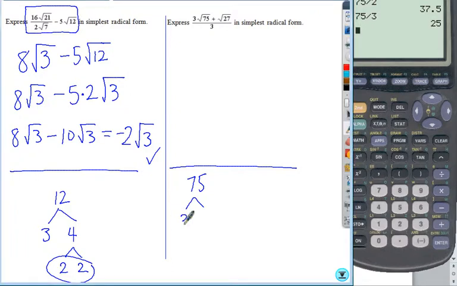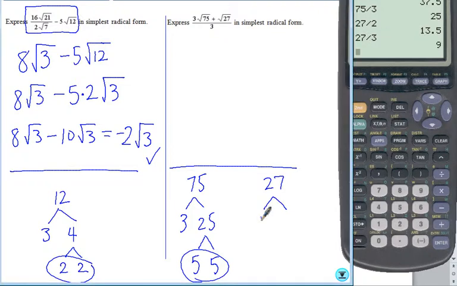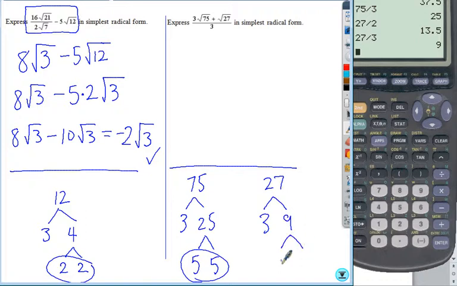So this gets broken up into 3 times 25, and 25 is a special number because it's a perfect square, because 5 times 5 is 25. So now I see a pair, so I'm going to pull one of those out of the radical. I'm going to take the number 27. 27 is not divisible by 2, but it is, surprisingly, divisible by 3, which works out well for us. So 3 times 9, and then 9 is also a perfect square, 3 times 3. So again, I have a pair.